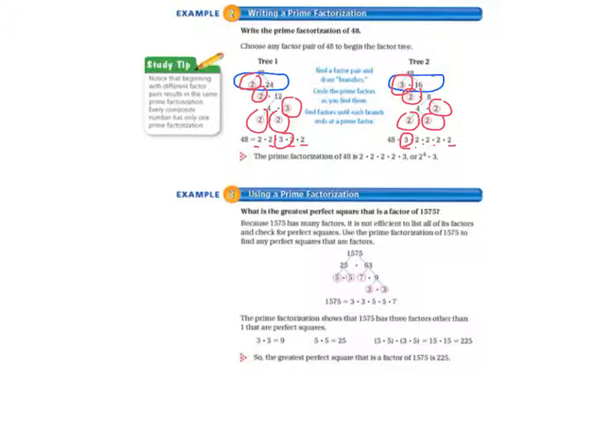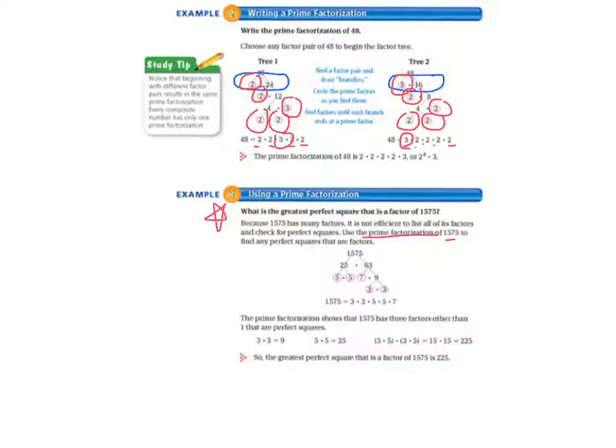Example 3 says using a prime factorization. And here's a use for prime factorization besides just doing it and using factor trees. Because 1575 has many factors, it is not efficient to list all of its factors and check for perfect squares. Use the prime factorization of 1575 to find any perfect squares that are factors.